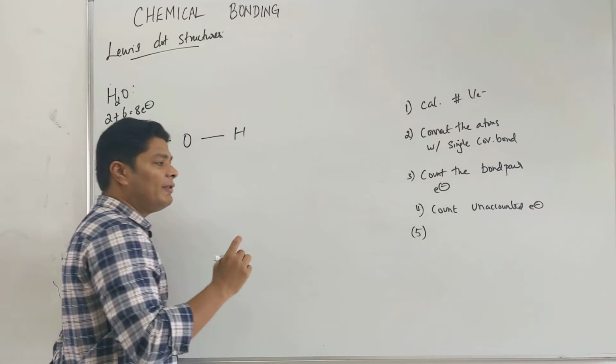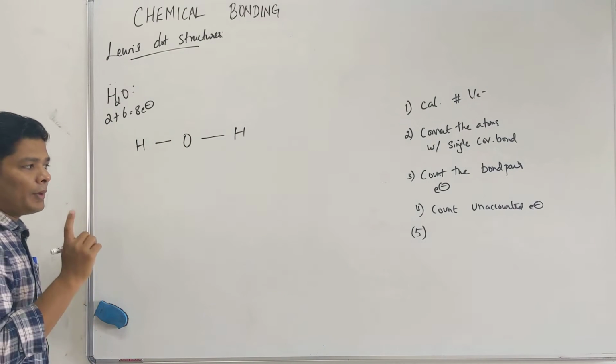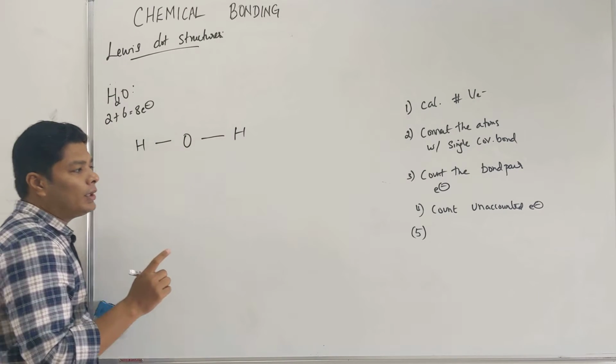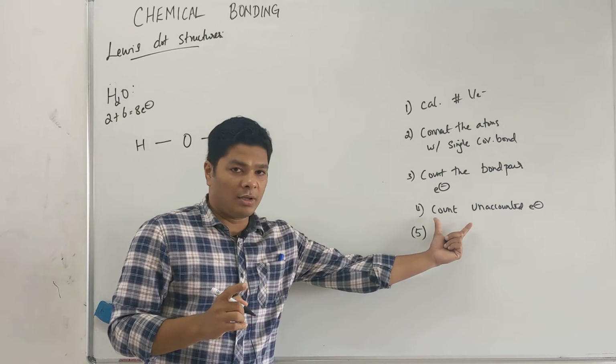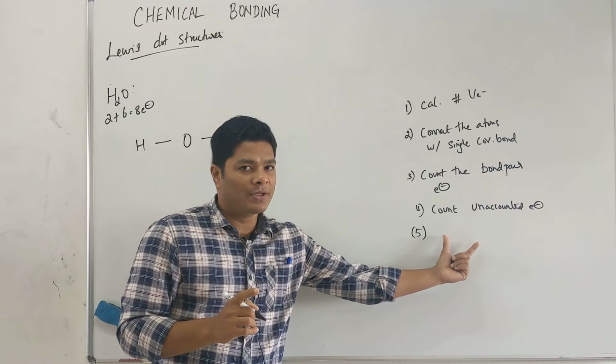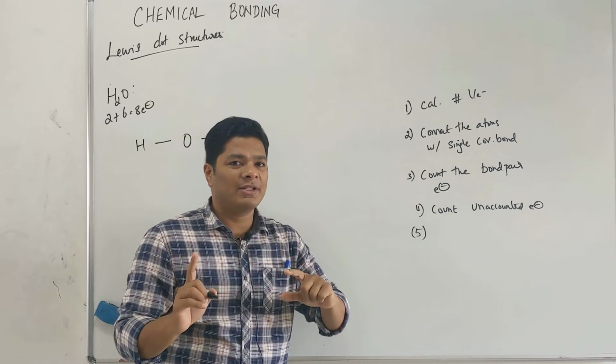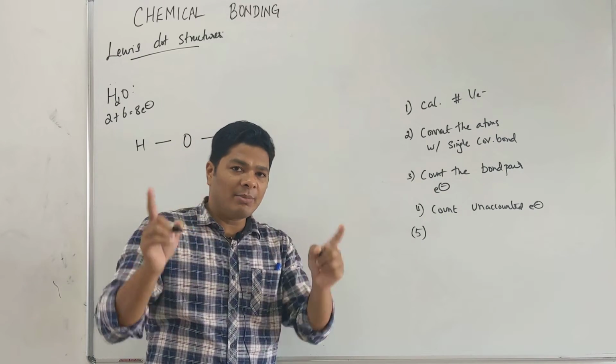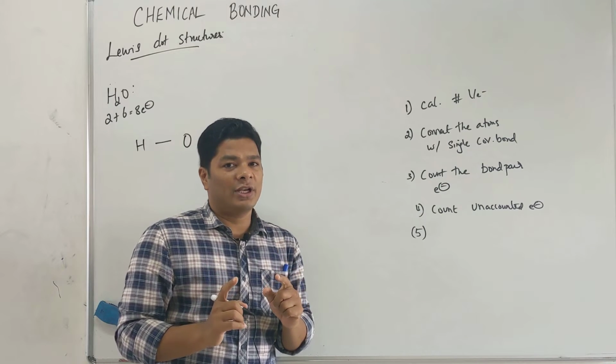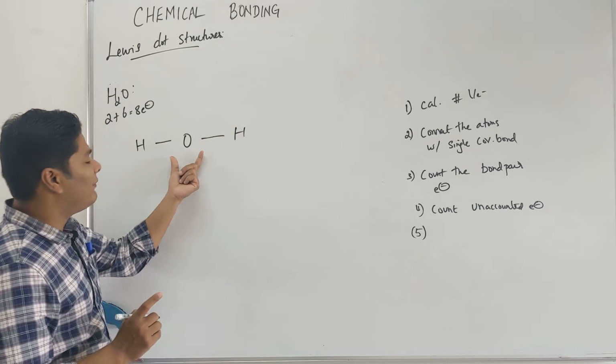This step number 5 will change depending on the atom. Mostly you want the unaccounted electrons to be assigned as lone pairs to the most electronegative element or the terminal element. That will be case by case basis. Most of the time the terminal element will be the most electronegative. In our case we don't.